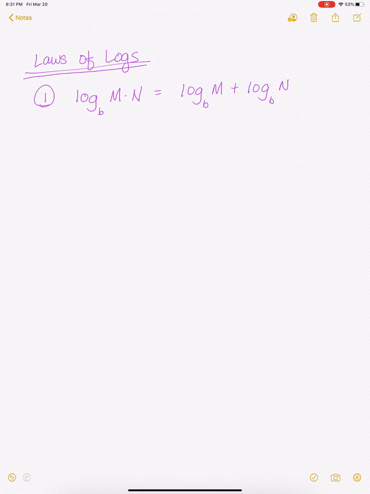Okay, the second rule is the quotient rule. In exponents, if you've got like bases and you're dividing, you would subtract the exponents. That's what we're going to do here. So we've got log base b, and if I've got some argument divided by another argument, that means to separate it or expand it, I would subtract.